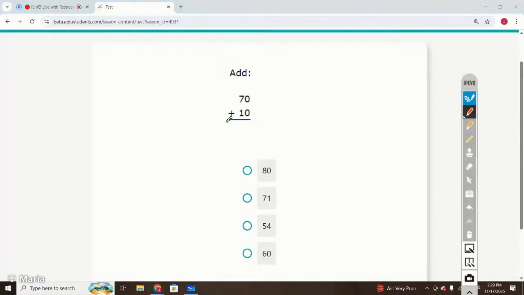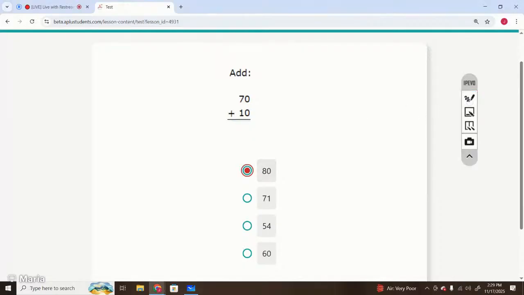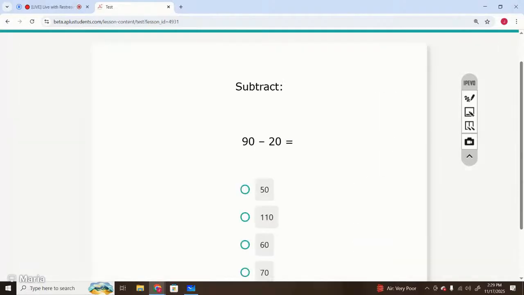70 plus 10. So 0 plus 0 is 0. So 7 plus 1 is 8. That is 80. Option number 1 is the correct option.